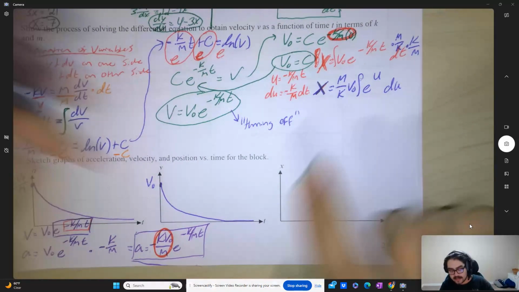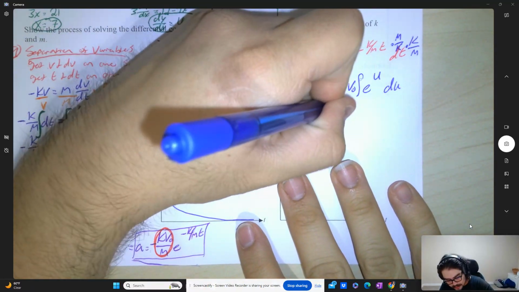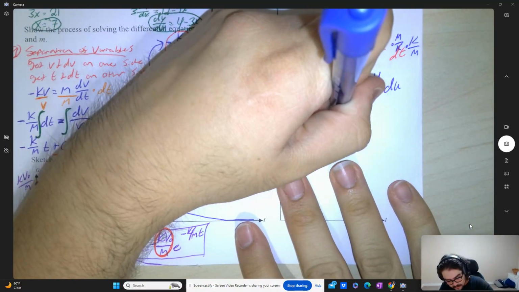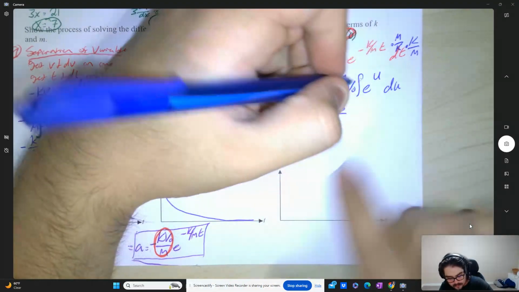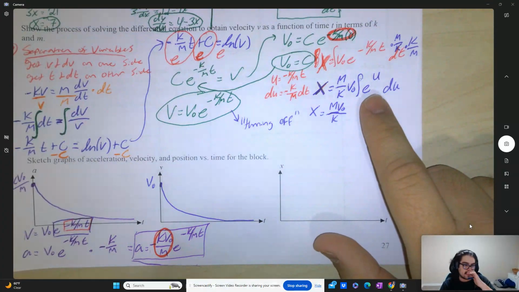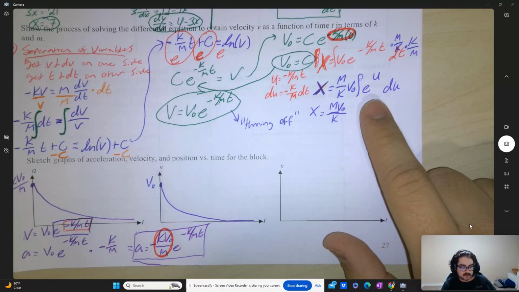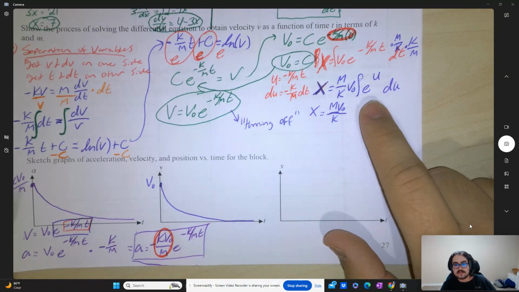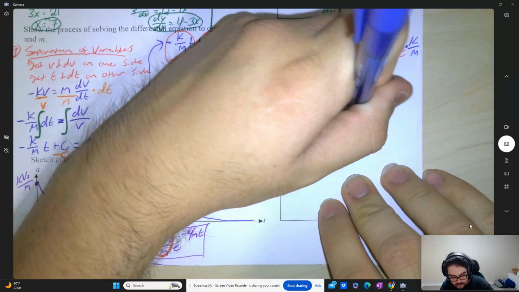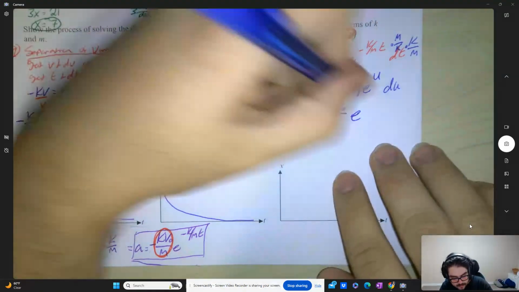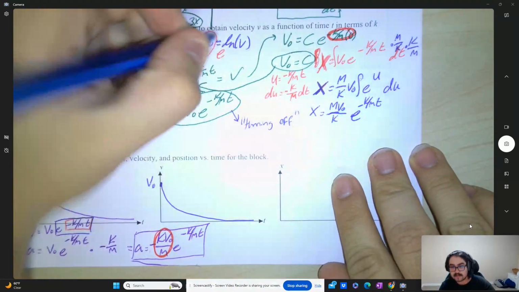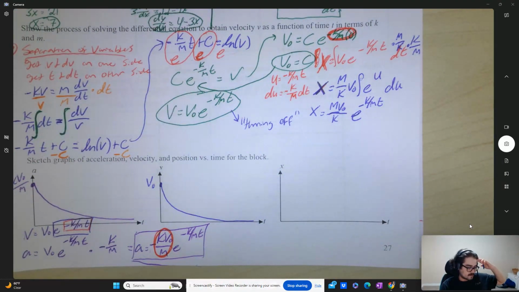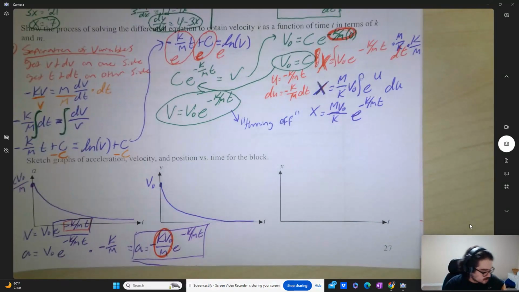So when I integrate it, I'm going to get x equals m over k v naught, mv naught over k, times e to the u, though the integral of e to the u is just e to the u. Nothing's going to change with that. So this is going to be e to the negative k over m times t. There's my integral right there.